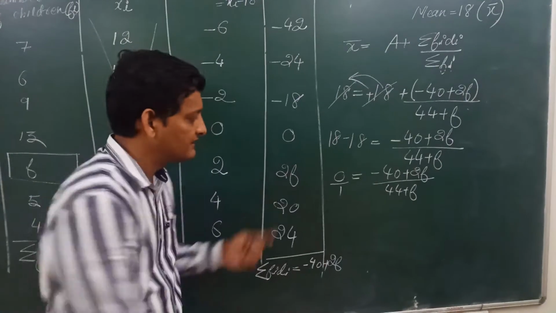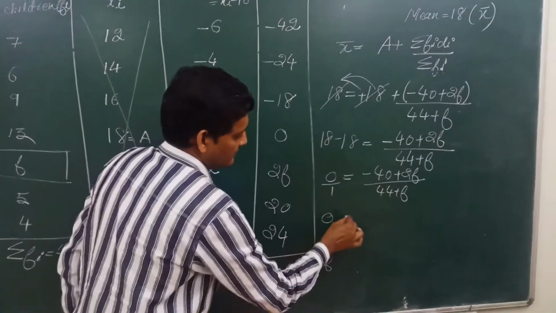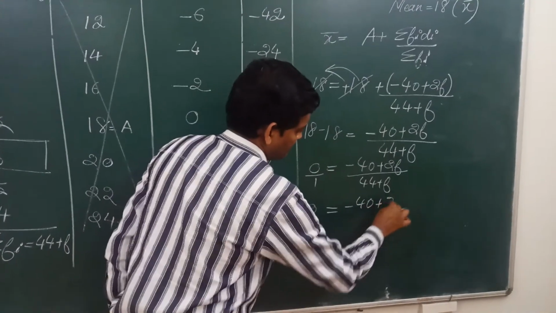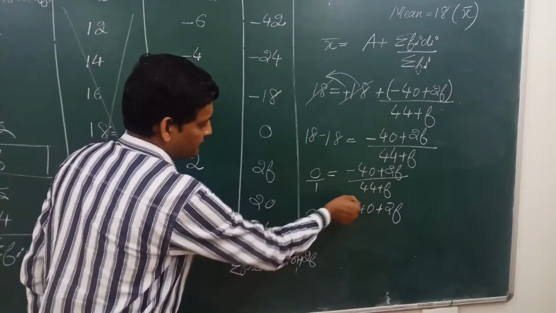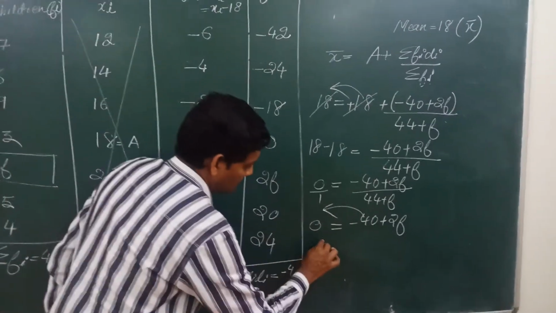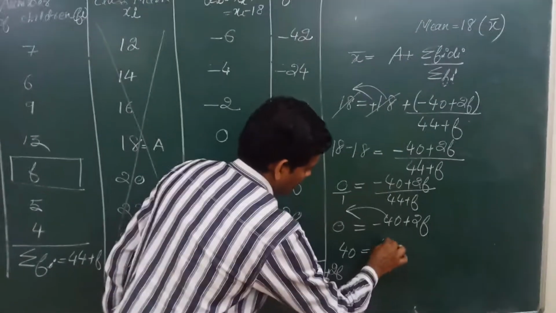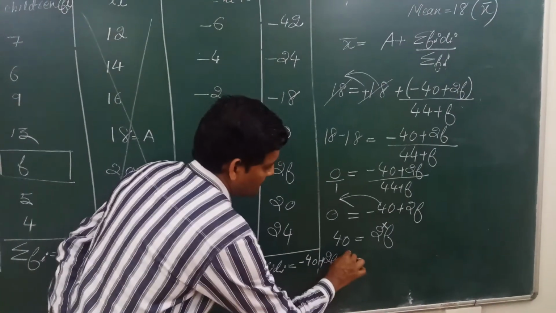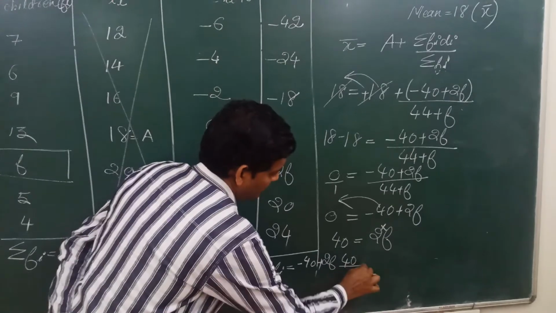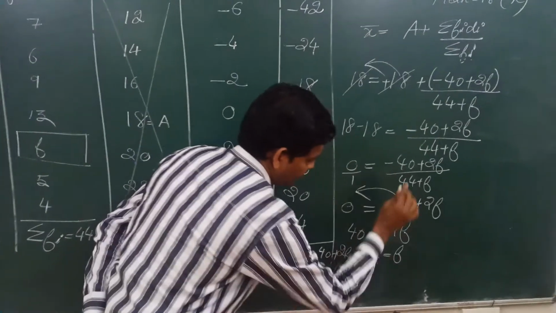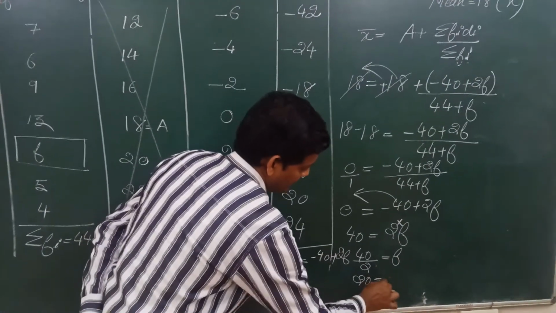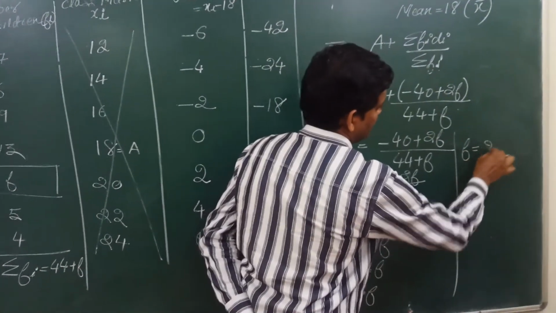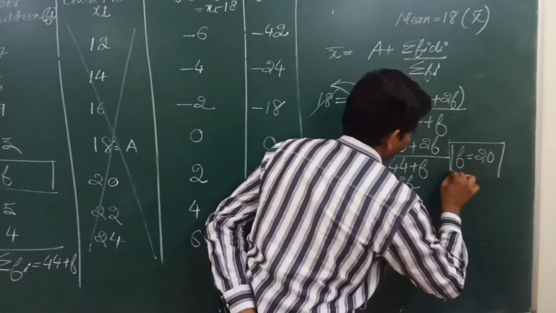Now please do the cross. 0 into anything is 0 equal to 1 into anything is minus 40 plus 2f. Now this minus 40 go to that side becomes plus 40 equal to 2f. Now this is into sign, 2 goes this side, you will be getting 40 by 2 equal to f, and ultimately 20 equal to f. So finally, my dear students, you will be getting f is equal to 20.